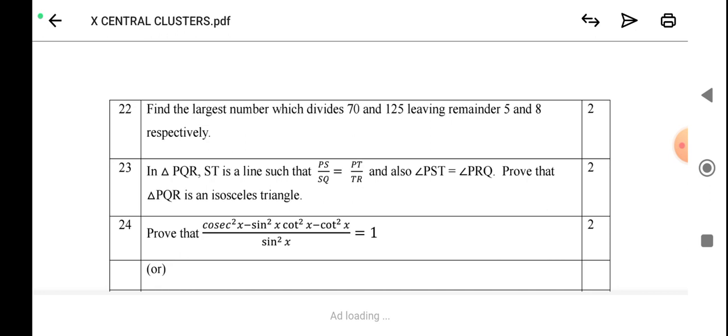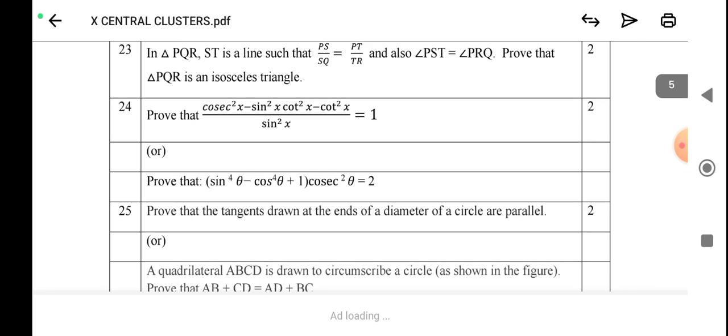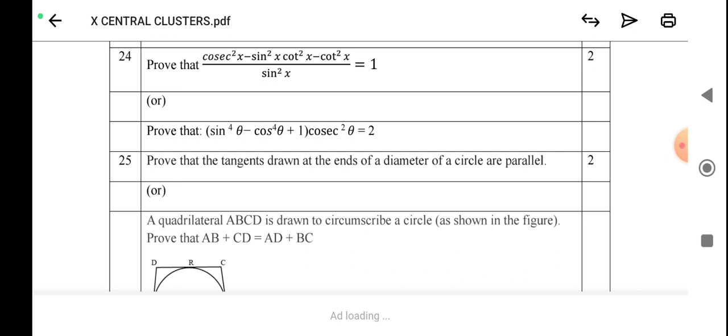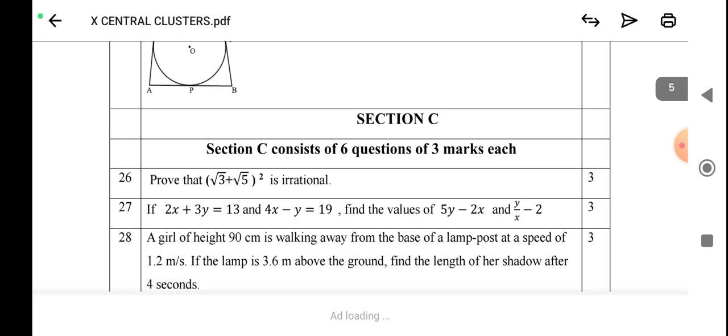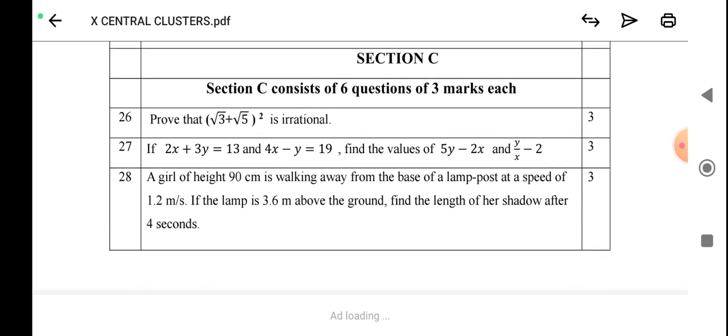23rd question is from triangles, children. 24th question, trigonometry. 25th one is circles. Both the questions are there in the book question only. Then section C, 3 marks. 26th question, root 3 plus root 5 the whole square is irrational. 27th question, pair of linear equations in two variables.